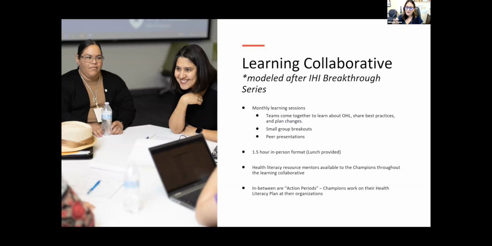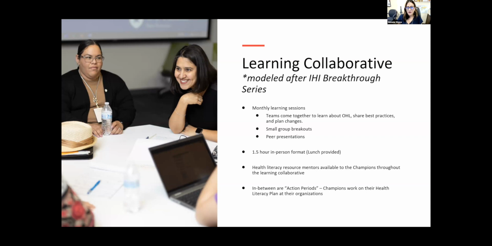So they met with their mentor during the actual session, the live session that we had with them, as well as there was an expectation that they would meet formally outside of the collaborative at least twice through a Zoom meeting. But they were actually encouraged to correspond with their mentors informally throughout the collaborative anytime they had questions and needed assistance. So in between our sessions, we had what's called action periods.